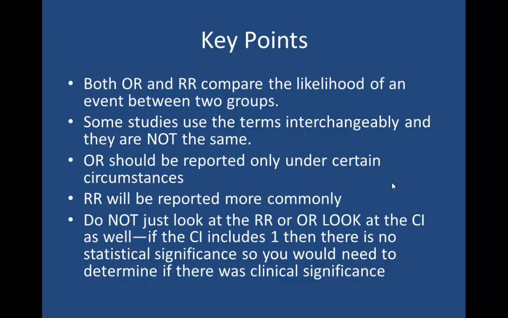Odds ratios are typically reported when we have case control studies. Risk ratios are the more common results we see because it's more likely we see a lot of randomized controlled trials or cohort studies. Do not just look at the RR, the risk ratio, or the odds ratio. Look at the confidence interval as well. If the confidence interval includes 1, then there is no statistical significance, but you would still need to go on and determine if there was clinical significance.